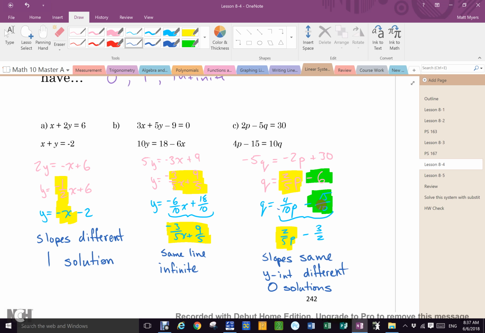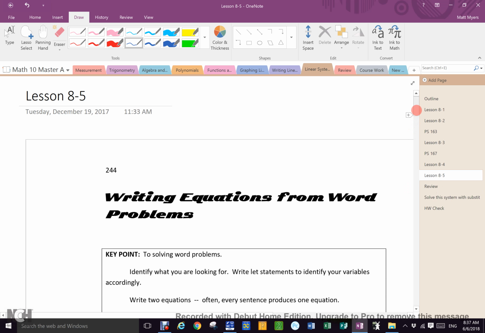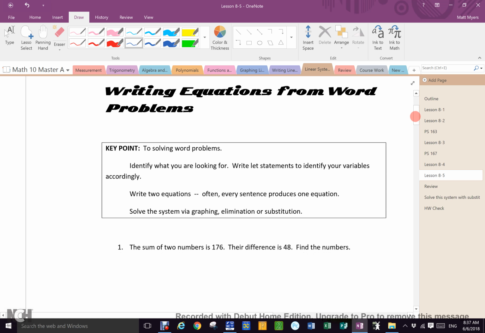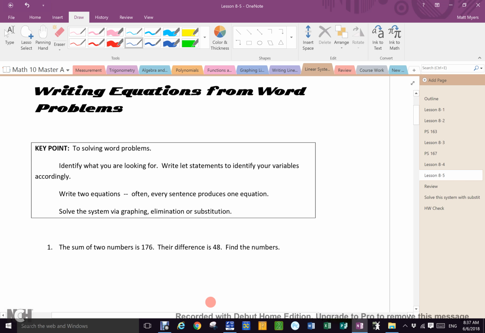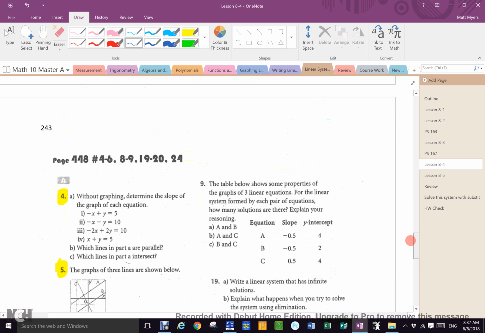Okay. Now, like I said, we're ending this unit with some practical uses of systems. Okay? A way that they can actually be used to do some good. So if you could turn the page over to 244, that would be lovely. I think there's some work that goes with 244. Yeah, there is, but it's not much.